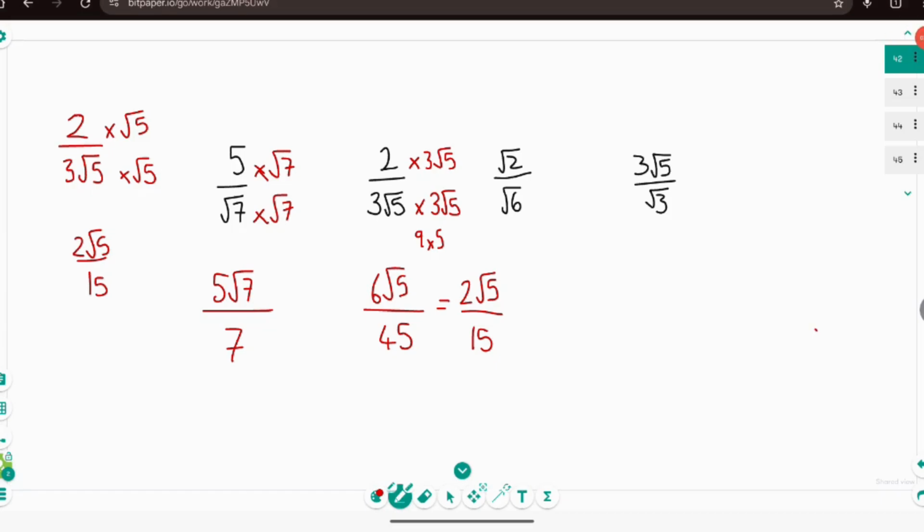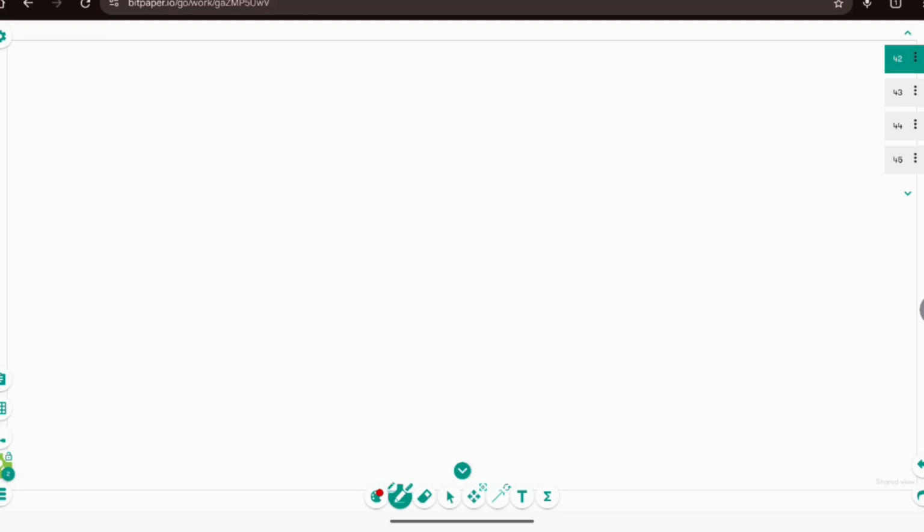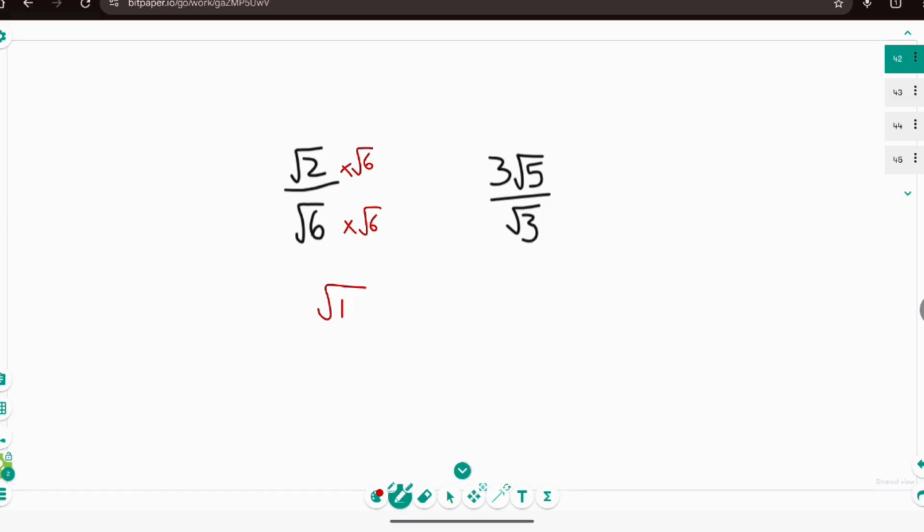Just make some space on my board and we'll look at these last two questions. So let's rationalise the denominator here. Multiply by root 6, multiply by root 6. Root 2 times root 6 is root 12. Can actually simplify that, I'll come back to that in a minute. Root 6 times root 6 is 6.